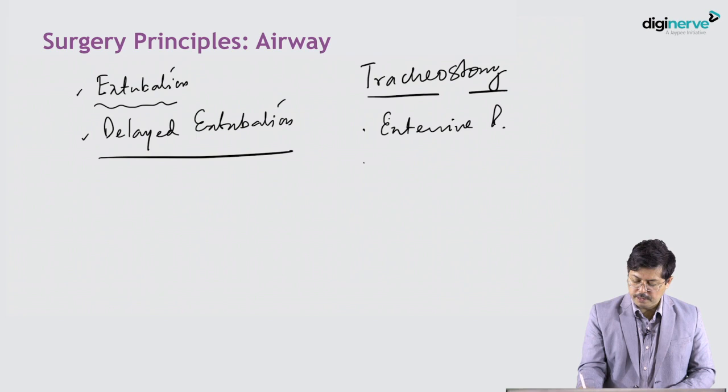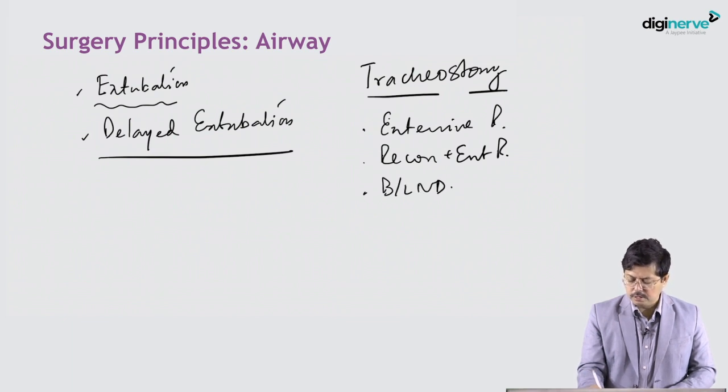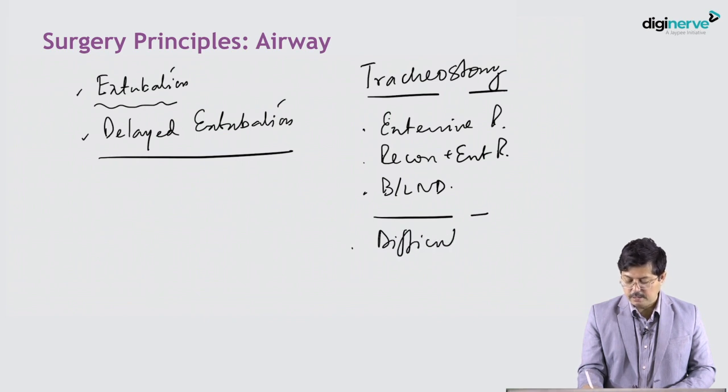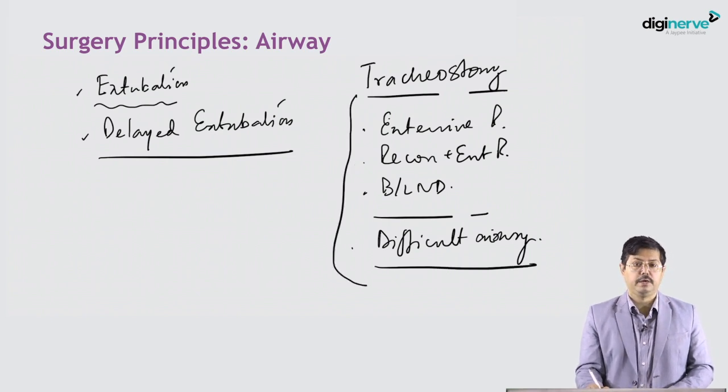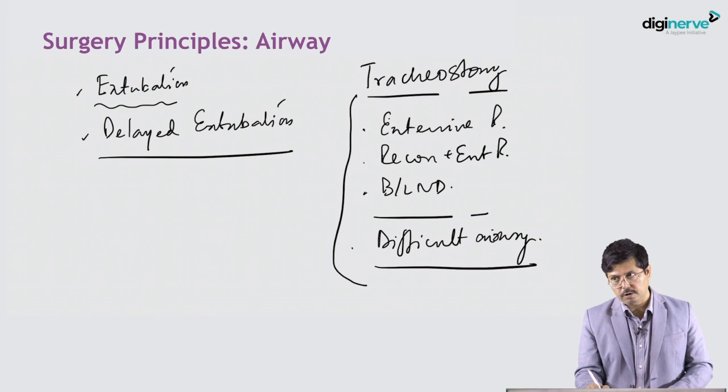number 2, if you have done a reconstruction as well as an extensive resection, if you have done a bilateral neck dissection, these are the points, and the patient had a difficult airway like a Mallampati grade 3, grade 4 previously, it is usually sensible to make a tracheostomy on the table if it had not been done previously.